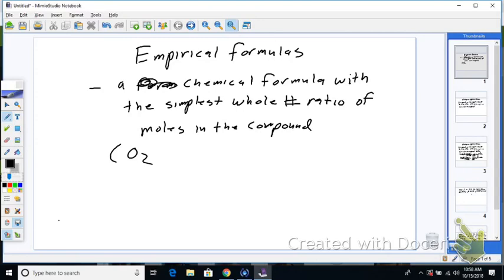Salt. What's the formula for salt? NaCl. Its ratio is 1 to 1. For every 1 sodium, you get 1 mole of chlorine. So that's the simplest ratio.